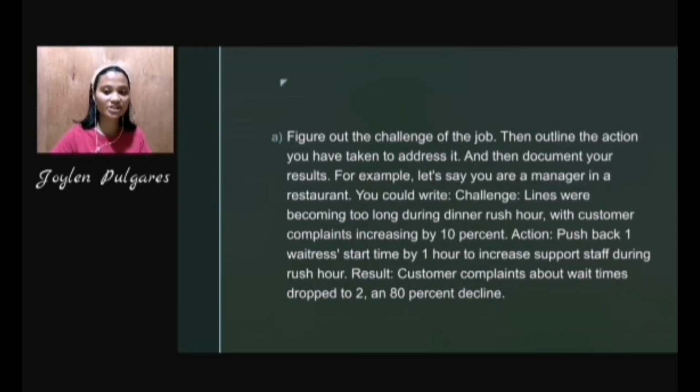Next, figure out the challenge of the job, then outline the action you have taken to address it, and then document the result. For example, let's say you are a manager in a restaurant. The challenge is lines were becoming too long during dinner rush hour, with customer complaints increasing by 10%. The action is to push back one waitress's start time by 1 hour to increase support staff during rush hour. The result is customer complaints about wait times dropped to 2%, an 80% decline.